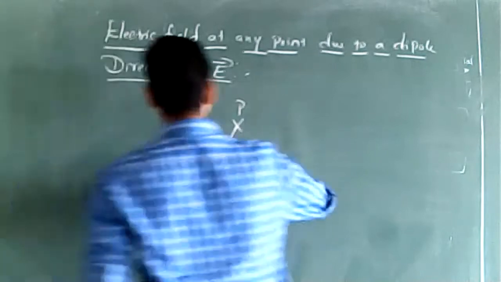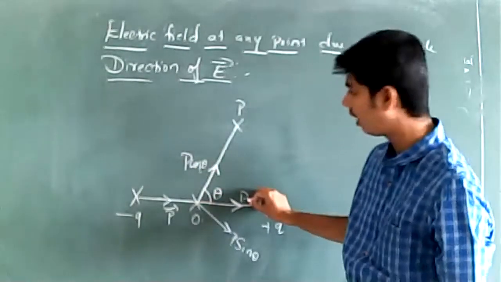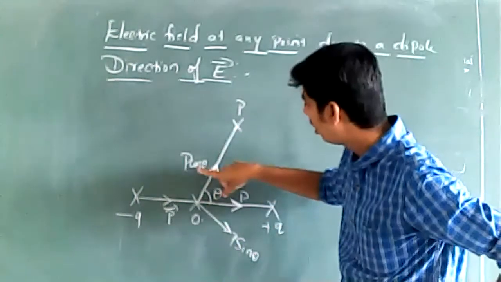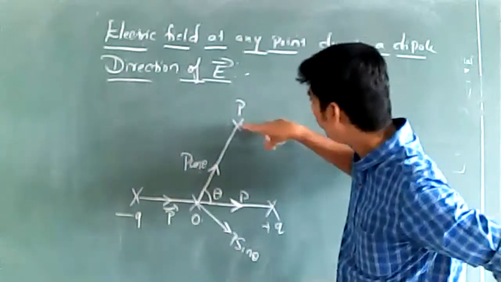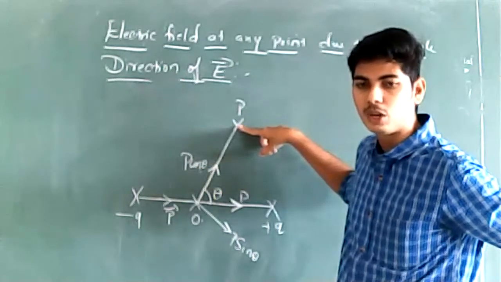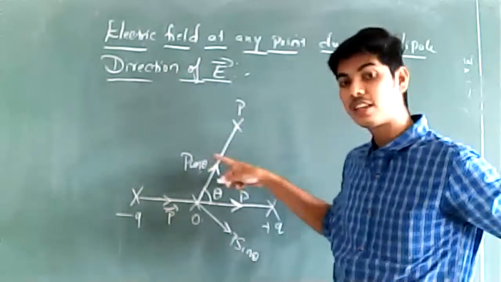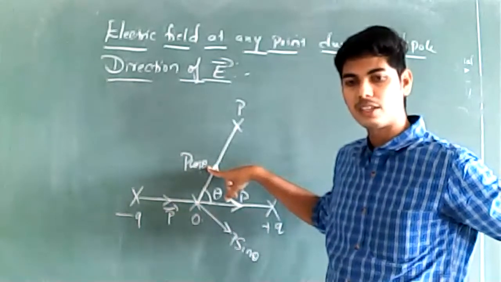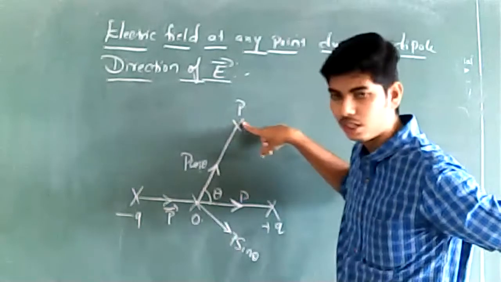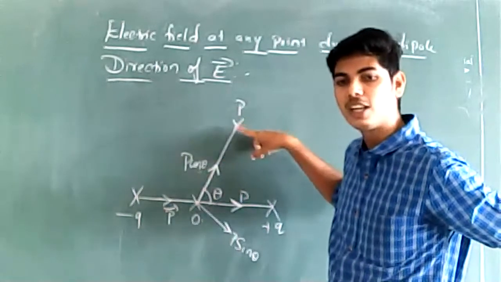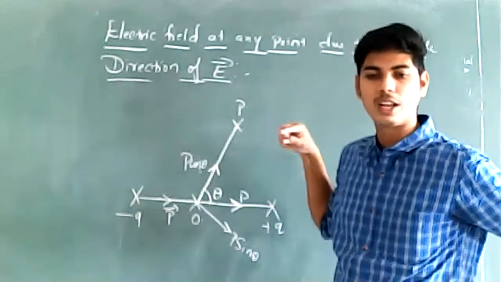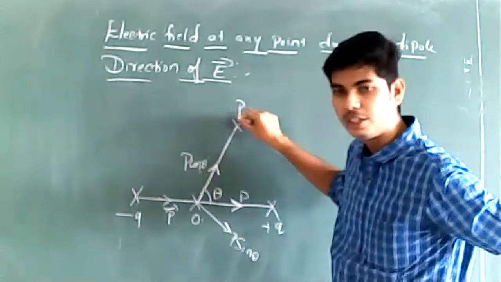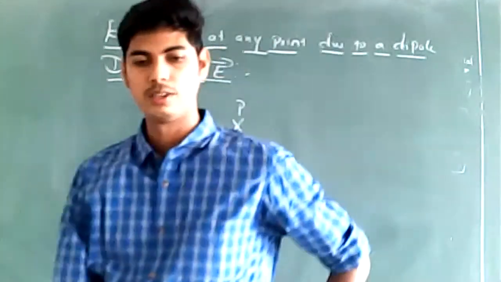However, this is a component of the electric dipole moment. P cos theta is a component of the electric dipole moment. For P cos theta, point P becomes an axial point. P cos theta is a component of the electric dipole moment, meaning it acts just like a dipole moment. So for the component P cos theta, point P will be a point on the axial line.